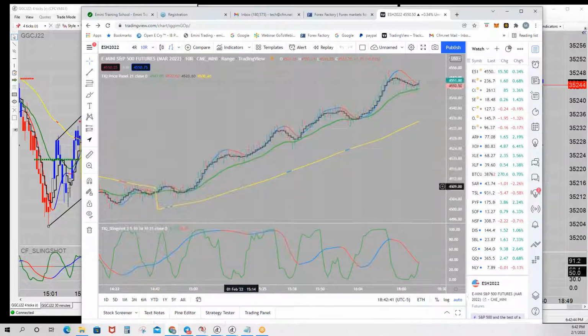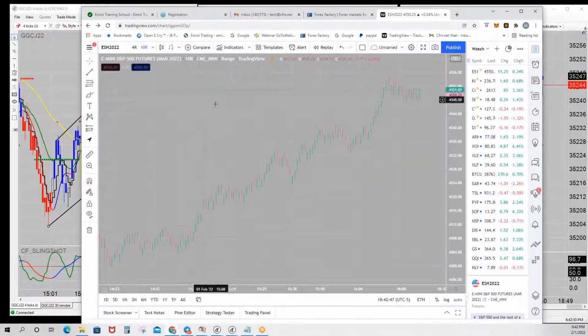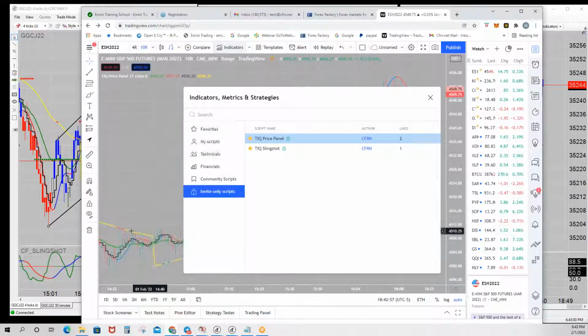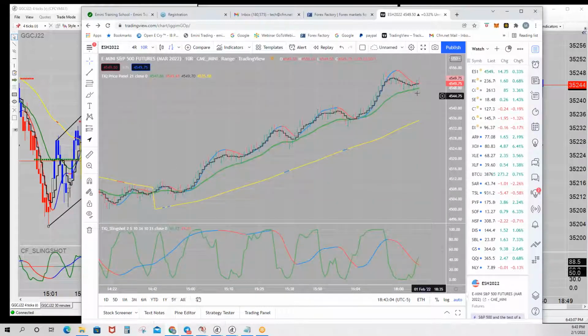Okay, see, these are all the indicators right now, but if I take them off, see, the indicators are all gone. All you have to do, go up here to indicators, go to invite only scripts, click on price panel one time, once. See, price panel, click on Slingshot one time, once. Slingshot. That's all you got to do. Then you have the indicators on your charts.